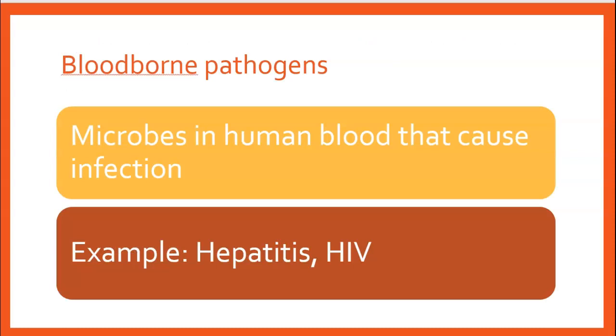Know what bloodborne pathogens are. You will see a question about this on your quiz. The example would be hepatitis or HIV. They're microbes that are in the human blood that cause infection, and they're spread through contact with infected blood. So go back over that and be familiar with that.